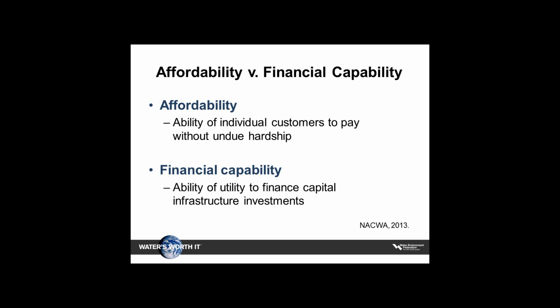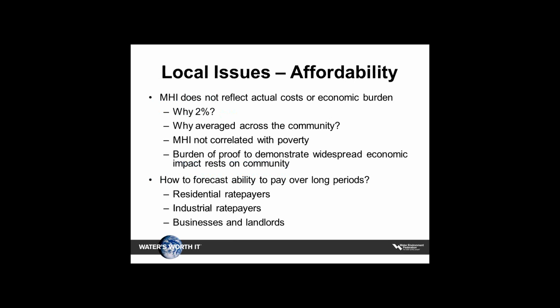And then financial capability is really the ability of the utility to finance the capital infrastructure investments. And one thing that really has to be considered there is the debt that utilities take on to fund these large programs, because those debts have long-term costs to the individual ratepayers. So in terms of the local issues, this median household indicator really doesn't reflect the actual costs or economic burden to the community. And that's why I question whether this 2% really needs to be treated like it's set in stone. Why is it 2%?